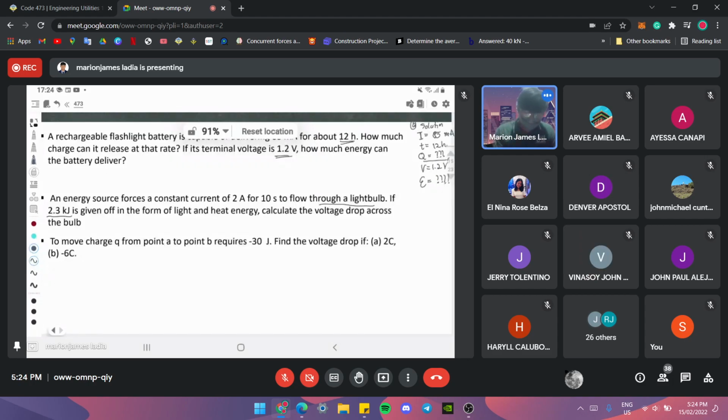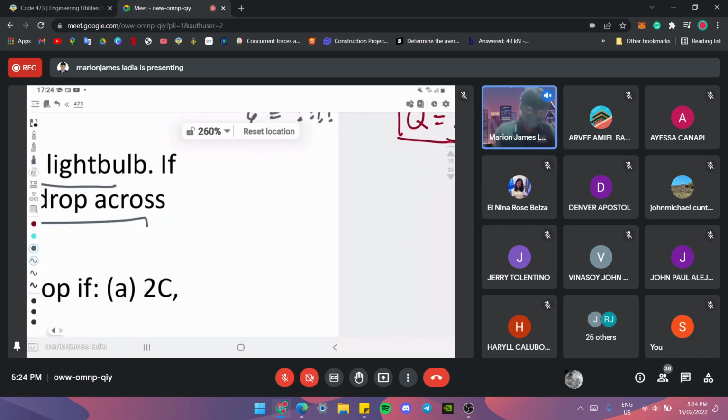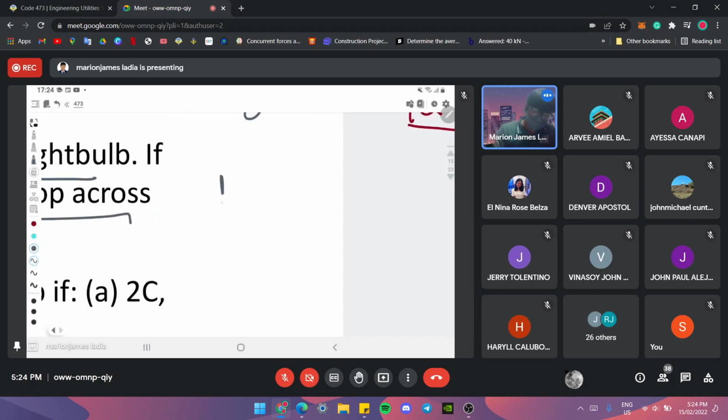So calculate the voltage drop across the bulb. So voltage drop means the voltage that was taken or went to the bulb. So if we draw the diagram of this, this is your voltage source. Okay? So that is your voltage source, going to our terminal voltage, which has a load equal to a bulb. So a square will do, it is nicer inside. Okay? So this is our V bulb.